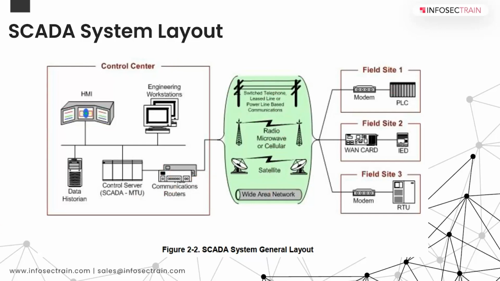So here you see the general configuration. The control center houses a control server, communication routers, and different workstations and so on. The control center collects the logs and information gathered by the field sites, displays the information on the HMI, and may generate actions based on the detected events. The control center is also responsible for centralized alarming, trend analysis, and reporting.